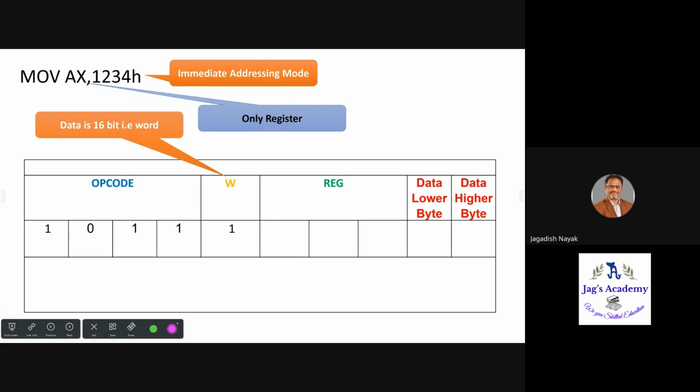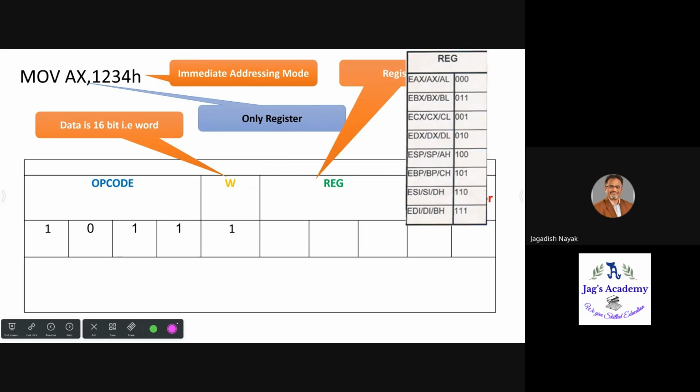Now you see, what is REG? Register bit. Data is going to the register. Which register? You use the same table. What is the table? This table. So what is there for your AX register? It is 000. You fix that 000 here.